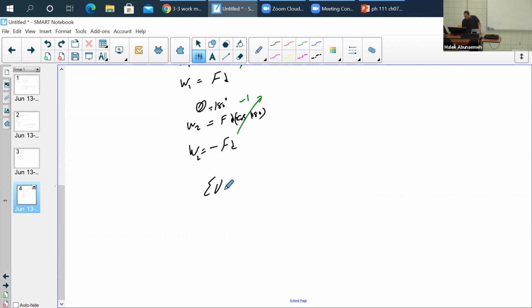That means your total work, which is your first work plus your second work, is going to equal F D minus F D, which is equal to 0. That's why when you come back to the same distance, your net work is going to equal 0.